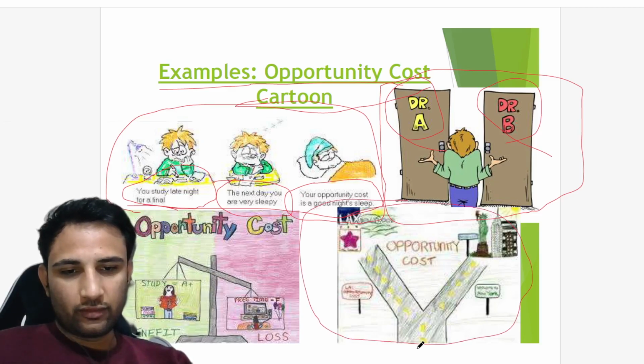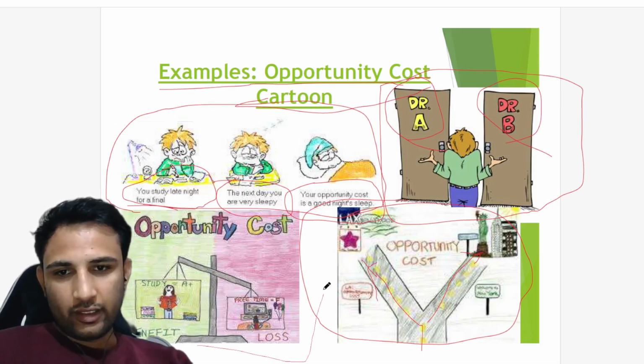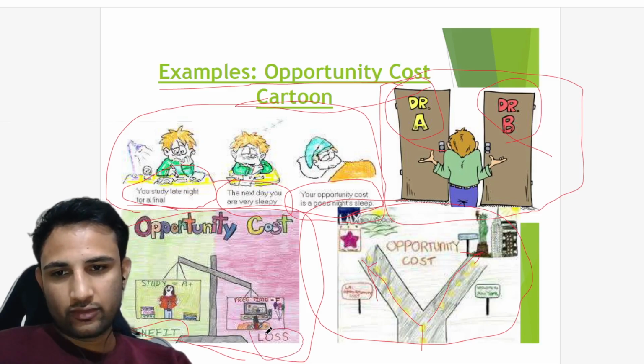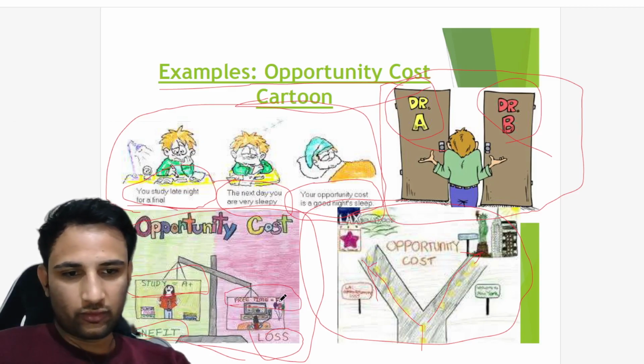So let's say when you are planning something, you have two options, but if you choose one option, then you may do well, and if you choose the wrong option, then you may lose some money or you may struggle financially. And one more example of opportunity cost is here, where one side is showing benefit and the other side is showing loss. So if you study, then you will get good grades, but if you waste your time by watching TV or playing video games, then you will score very poorly.